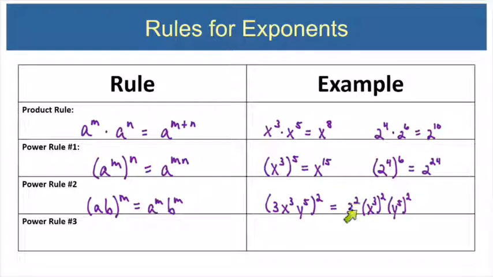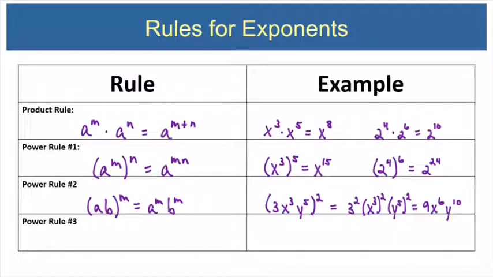So 3 to the second, of course, is 9. X to the third to the second, see, this is a power rule situation, so we would multiply the exponents. So this is going to be x to the sixth, and then y to the fifth raised to the second is going to be y to the tenth.